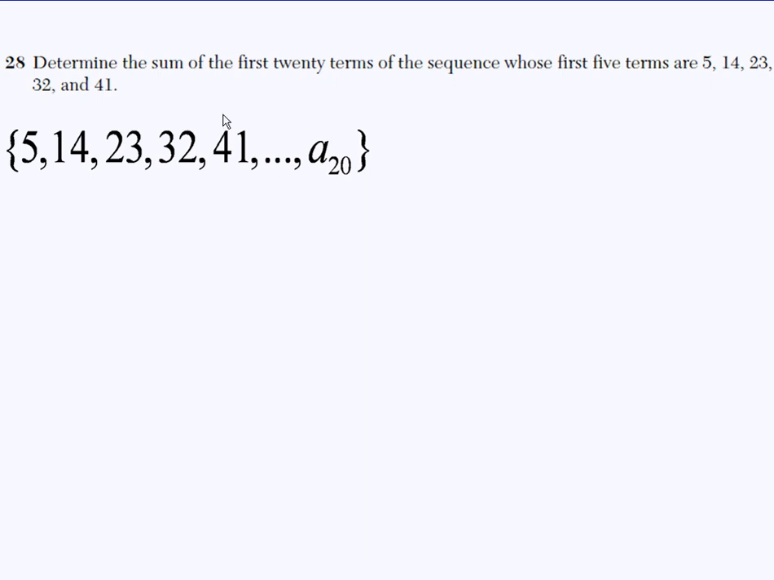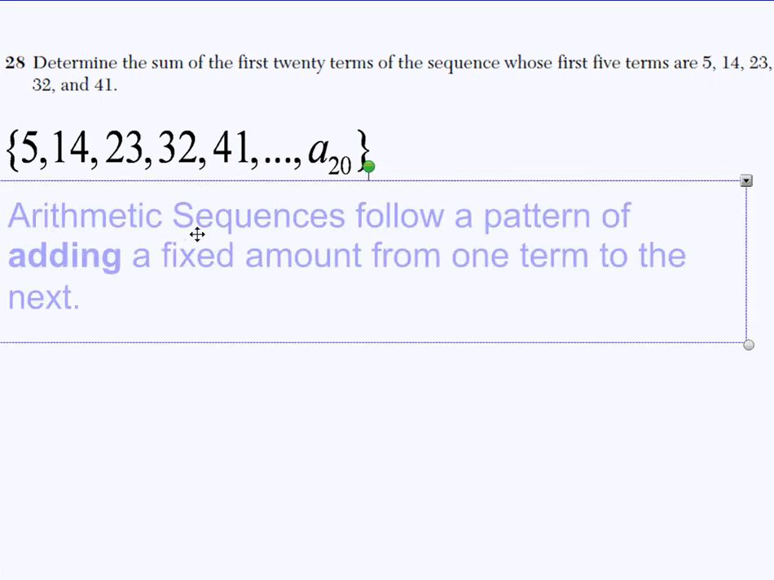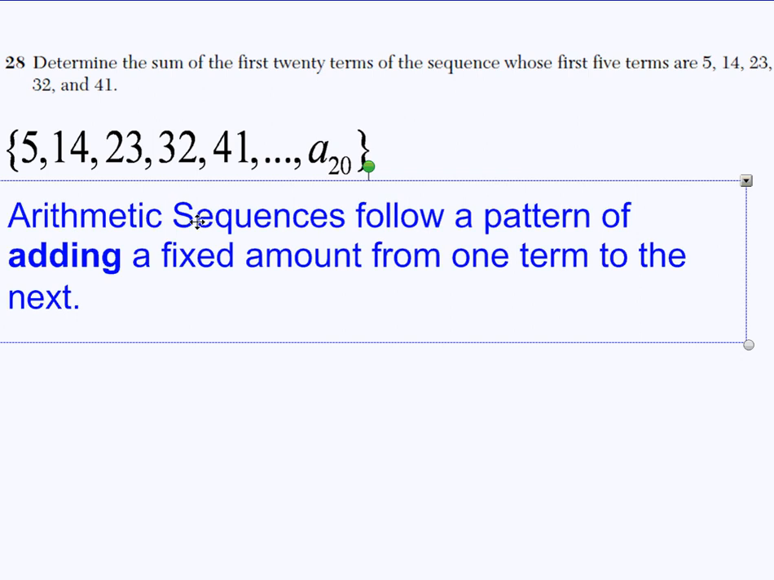So we have a sequence that starts with 5, then goes to 14, then 23, 32, and 41. And then there's a whole bunch of other terms here until you get to the 20th term, that's where you're going to stop, because they want the sum of the first 20 terms of the sequence. So this is an arithmetic sequence. Why is this an arithmetic sequence? Well, arithmetic sequences follow a pattern of adding a fixed amount from one term to the next.